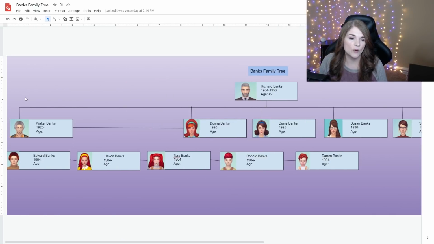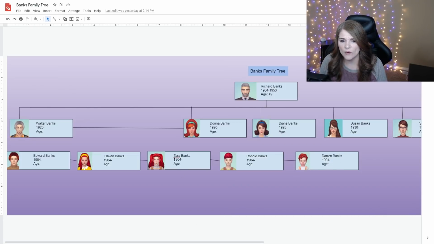So Walter was born in 1920. They're all still alive, by the way. They're all still here. But he was born in 1920. He was an adult when I made him. So Walter ended up marrying Donna. I created her at the same time, and they had one child already, Edward. But then they did get pregnant during the course of this challenge. They got pregnant with triplets, and then they had a single after that.